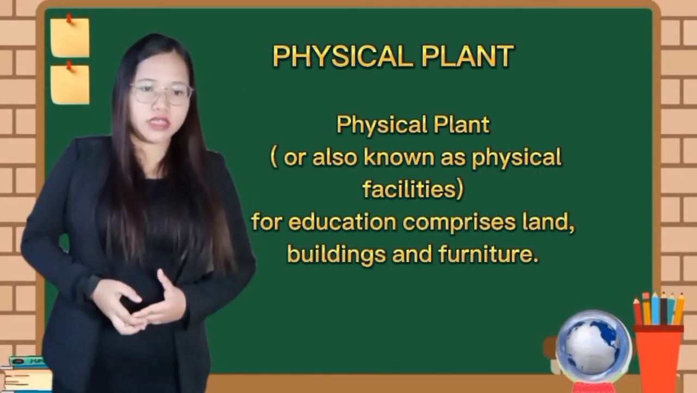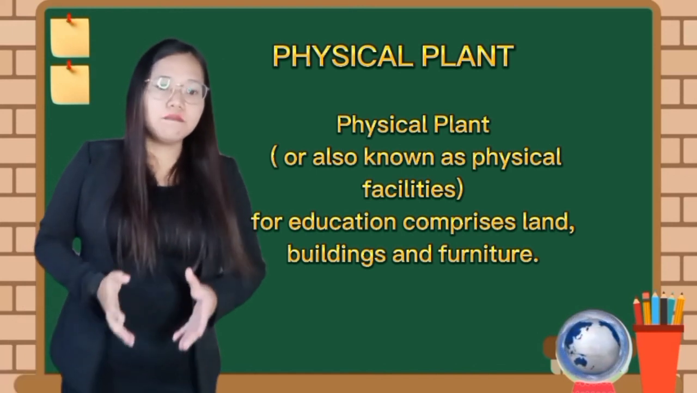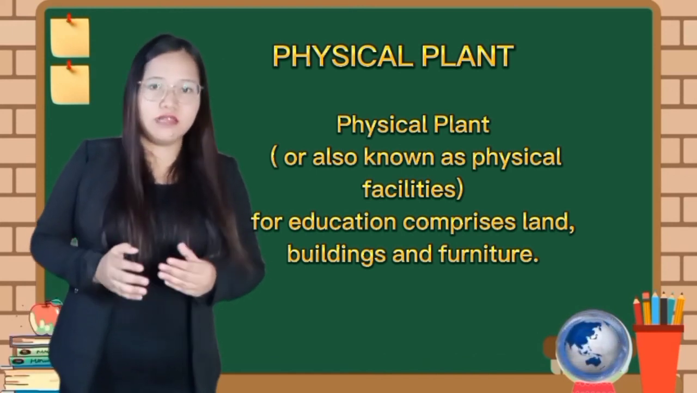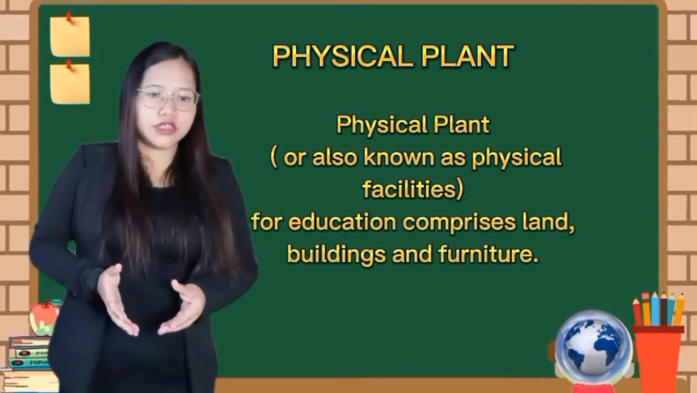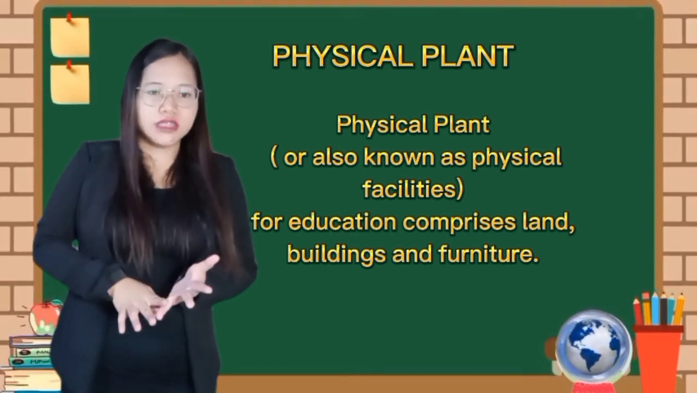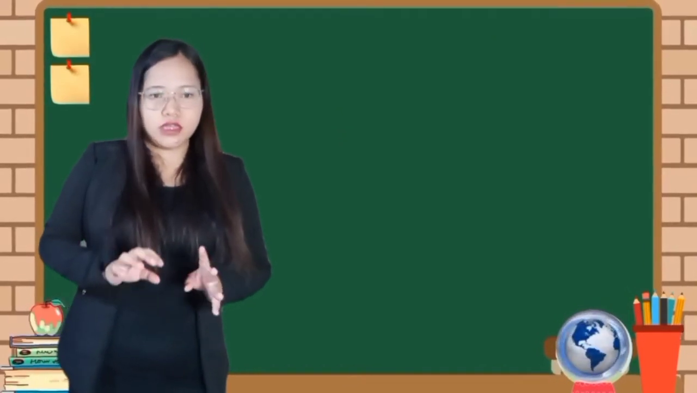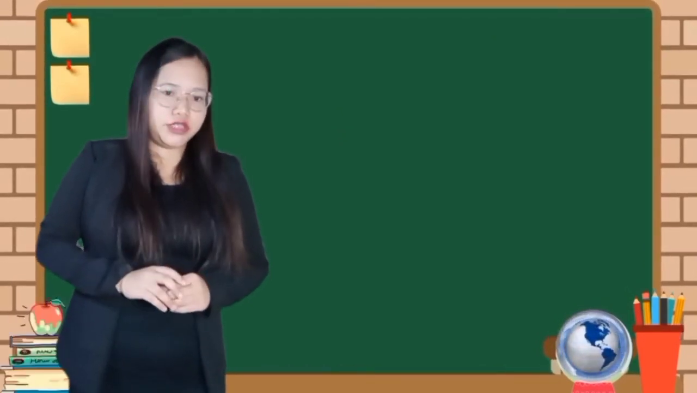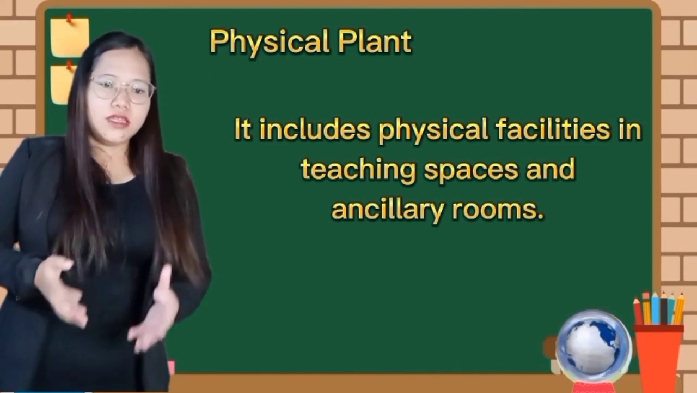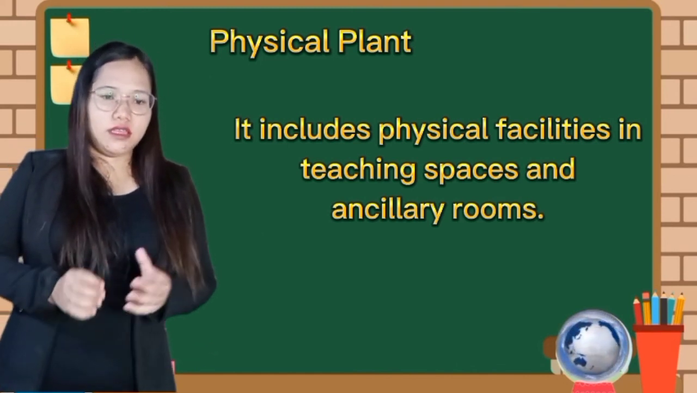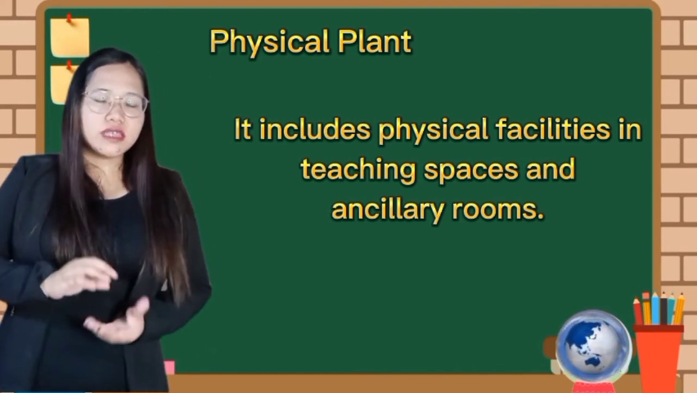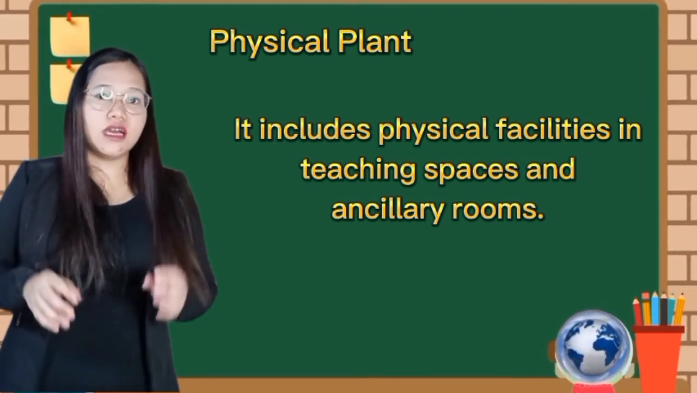Our first topic to discuss is the physical plant. Physical plant is also known as physical facilities. For education, it comprises lands, buildings, and furniture. It includes physical facilities in teaching spaces. The best example of teaching spaces is the classroom.